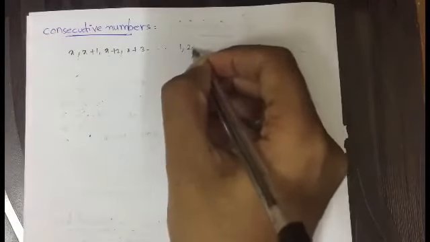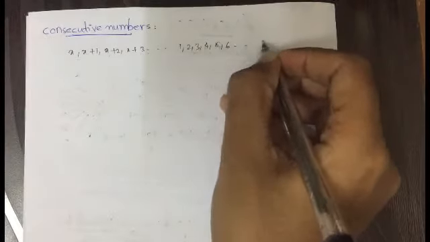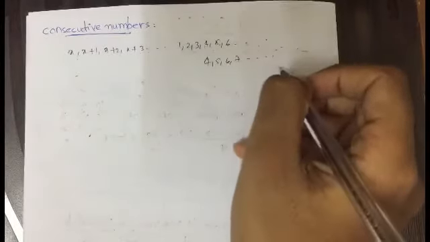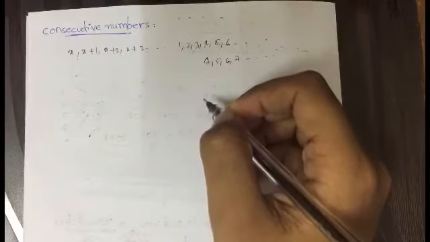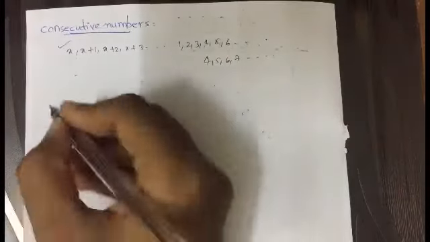For example, 1, 2, 3, 4, 5, 6 and so on are called consecutive numbers. 4, 5, 6, 7 and so on are called consecutive numbers. So there should be a fixed pattern you must be observing, right? So those kinds of numbers are called consecutive numbers. So this is an example of consecutive numbers.